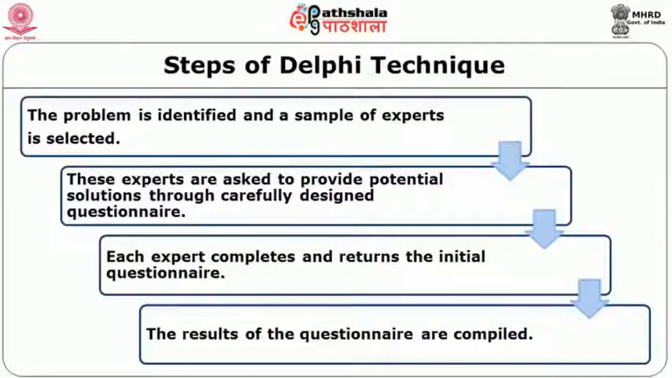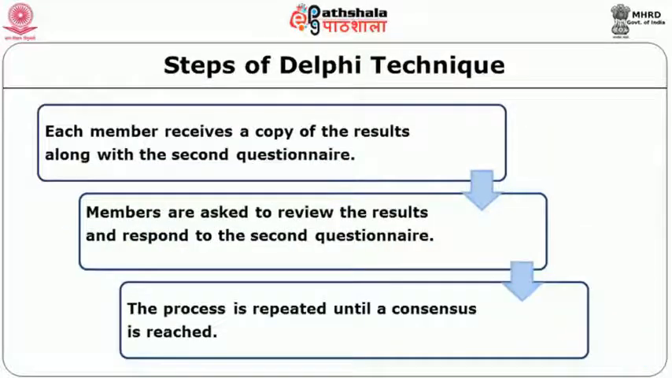Now which are those steps? Let's have a look at it. First step is the problem is identified and a sample of experts are selected. Once the problem is identified, we need to identify the experts who will be suitable persons for providing a solution to that particular problem. These experts are asked to provide potential solutions through a carefully designed questionnaire. Each expert completes and returns the initial questionnaire. The results of the questionnaires are compiled.